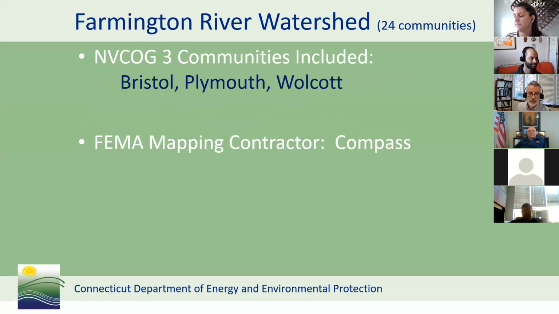Now we do Farmington. Farmington, again, that's more toward Hartford, and there are 24 communities in that watershed. However, there are 3 that are in this particular planning region, and they are Bristol, Plymouth, and Wolcott. Your mapping contractor is something called Compass. So it's like a private contractor. It just has to do with how the jobs are bid and that kind of stuff.